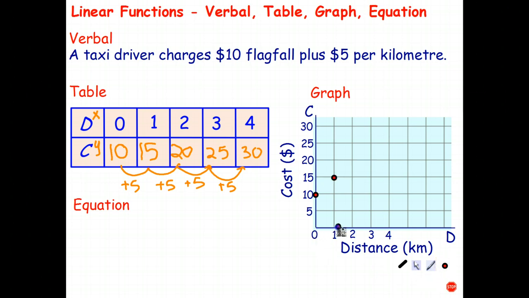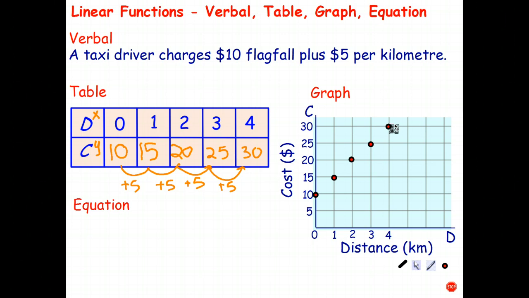The next point, if I drive 2 kilometers, the taxi goes 2 kilometers, that's going to cost $20. 3 kilometers, it's going to cost $25. And finally, to go 4 kilometers, it's going to cost $30.